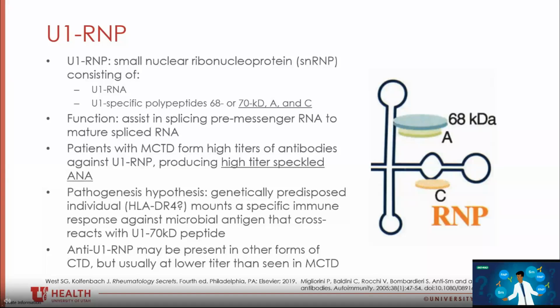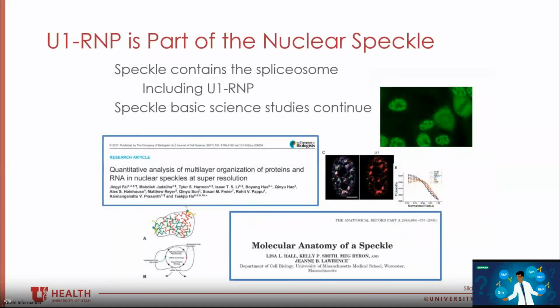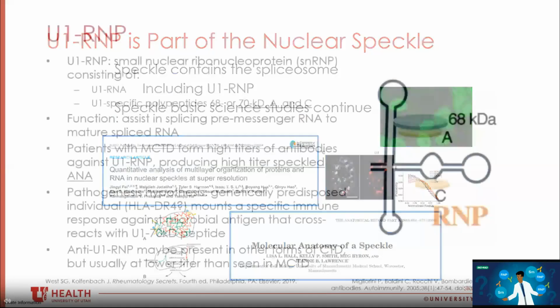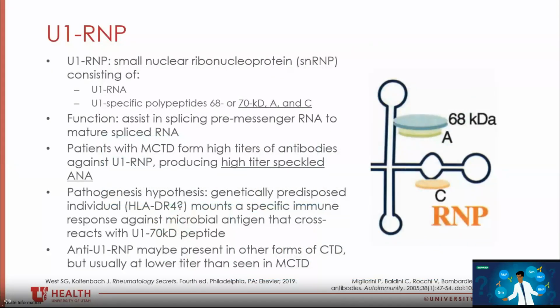U1-RNP is a small nuclear ribonucleoprotein consisting of U1 RNA and U1 specific proteins A, C, and 68/70. U1-RNP is part of the nuclear speckle, where its functional role is to assist in splicing pre-messenger RNA to mature spliced RNA. As mentioned earlier, patients with mixed connective tissue disease form high titers of antibodies against U1-RNP, which in turn produces a high titer speckled ANA pattern.